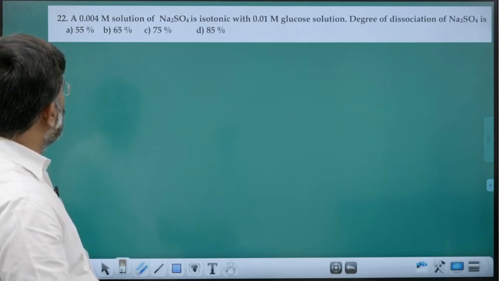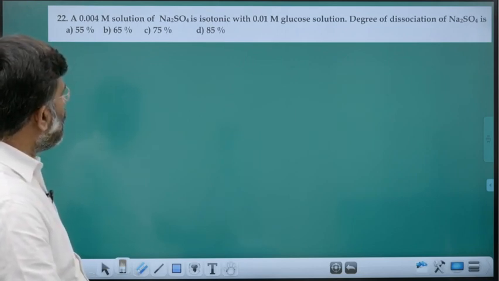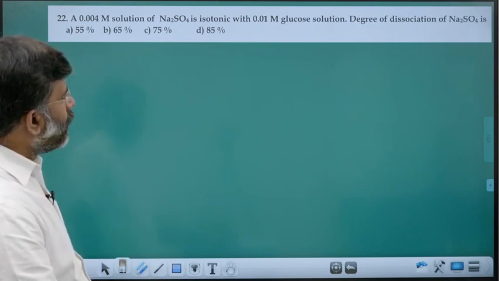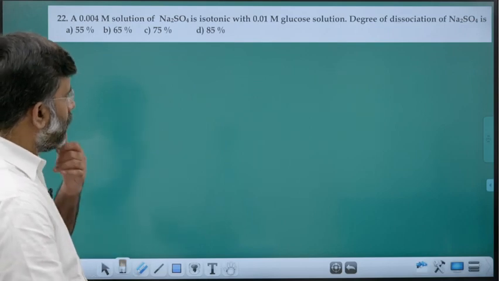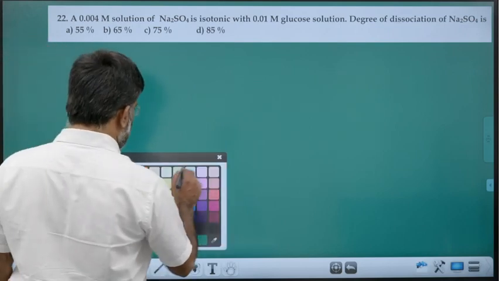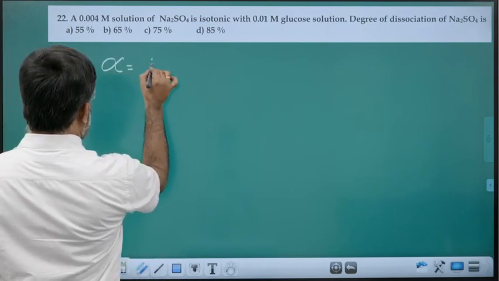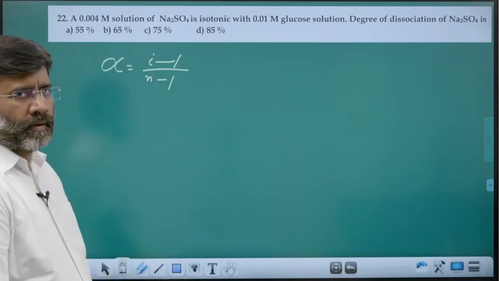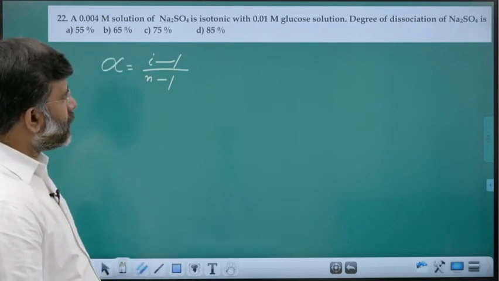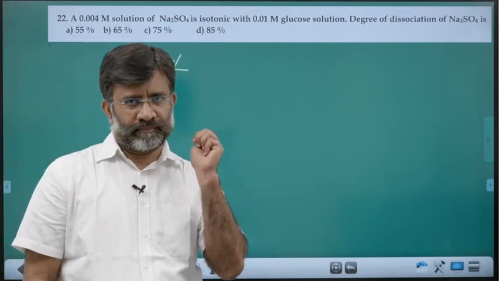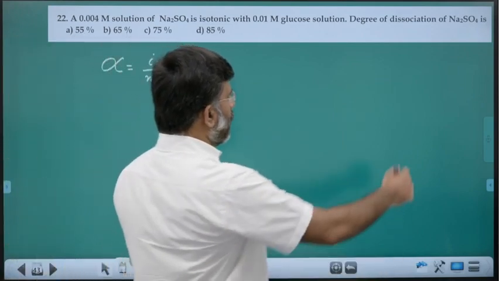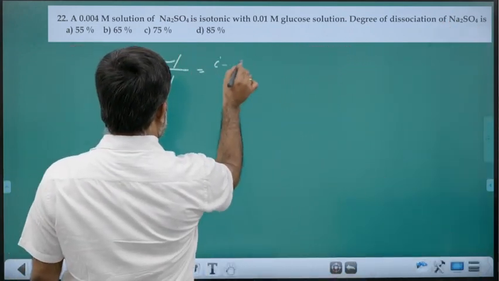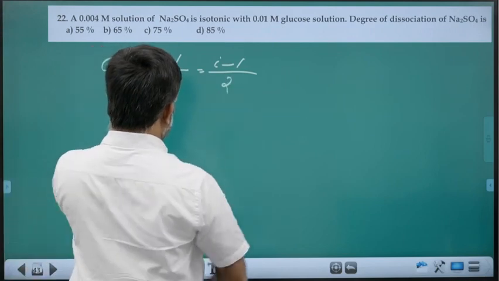0.004 molar solution of sodium sulfate is isotonic with a 0.01 molar glucose solution. The degree of dissociation of sodium sulfate is? How to find the degree of dissociation? Degree of dissociation alpha is equal to (i minus 1) by (n minus 1). What is n? Sodium sulfate, n is equal to 3: 2 sodium and 1 sulfate, 2 cation, 1 anion. So it is (i minus 1) by (3 minus 1), so it is 2.